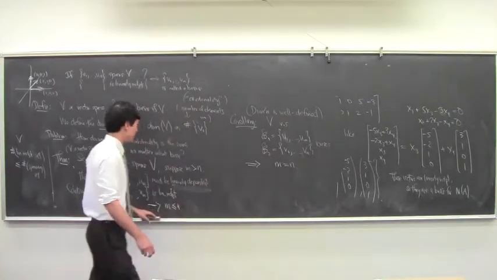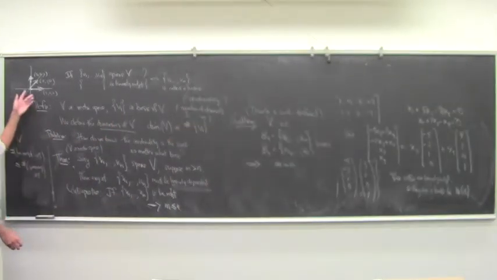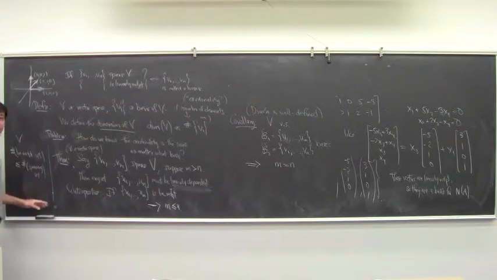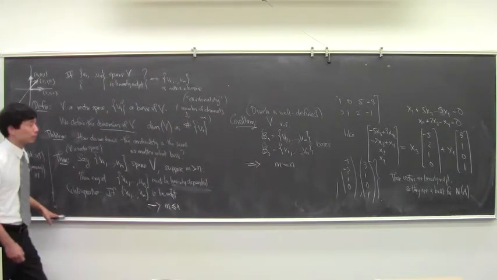Right. If you find another basis of R3, it's not going to have two elements. It's not going to have three elements. It's not going to have four elements, not three. Okay.